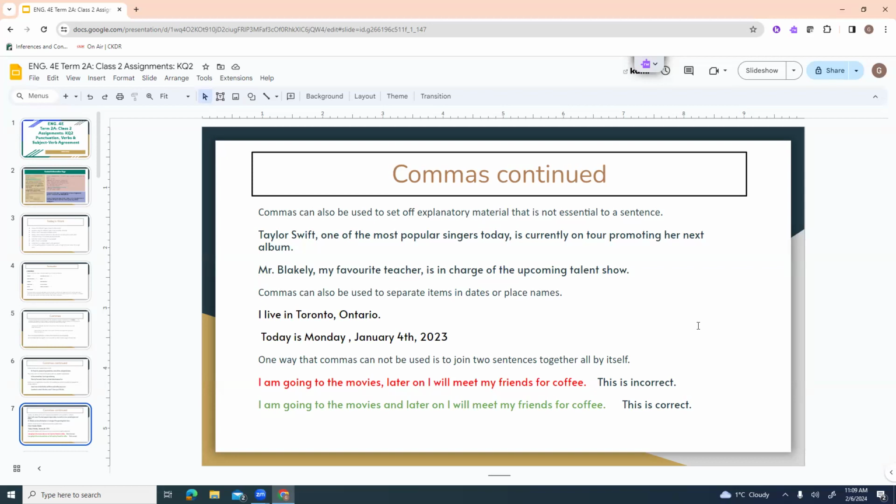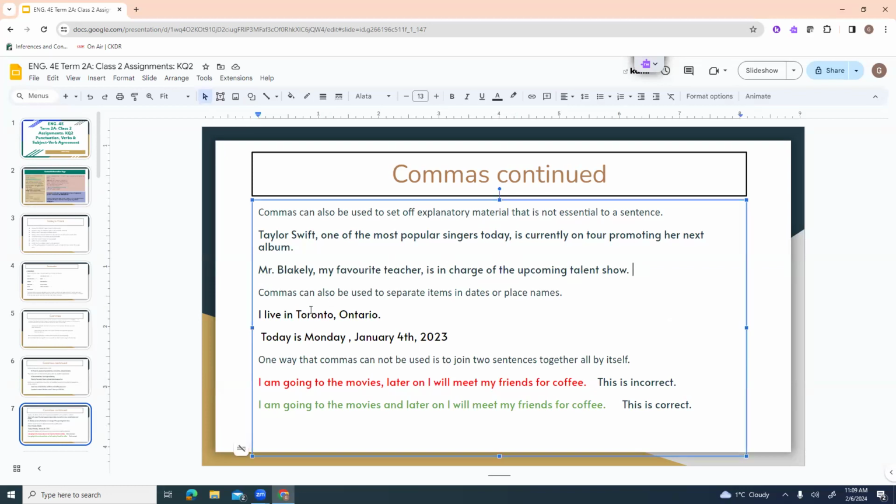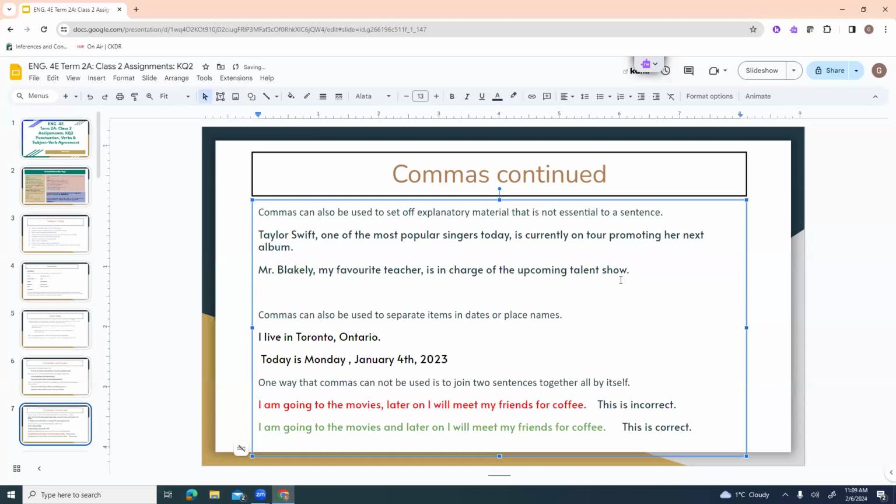Same thing with like Mr. Blakely, my favorite teacher, is in charge of the upcoming talent show. Now, the one weird thing is if I turned this around, like here, Mr. Blakely is in charge of the upcoming talent show. I don't need to know that he's my favorite teacher because Mr. Blakely is going to be doing it no matter what. But if I turn that sentence around, like if I put my favorite teacher, comma, Mr. Blakely is in charge of the upcoming talent show. Now, here's the problem.